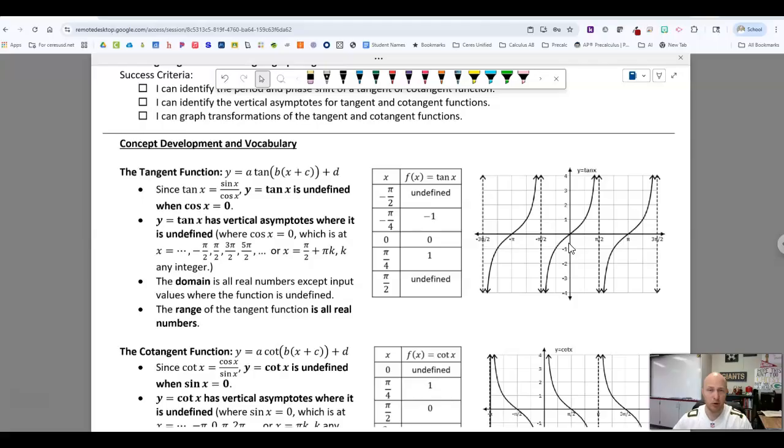For our purposes, as far as graphing this, what you need to remember as the starting point of this function is 0, 0. So our graph is centered here. This won't be the same for cotangent, so it's important to note this. 0, 0 is our center.